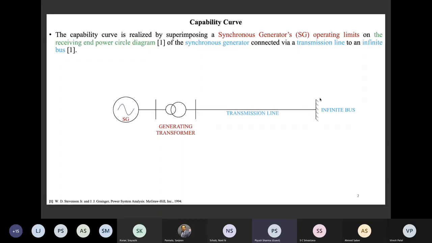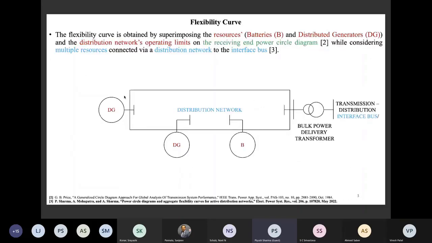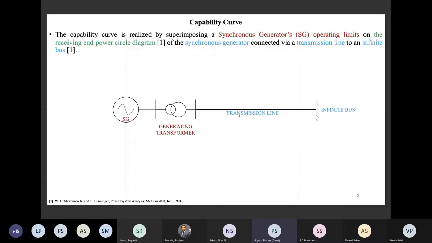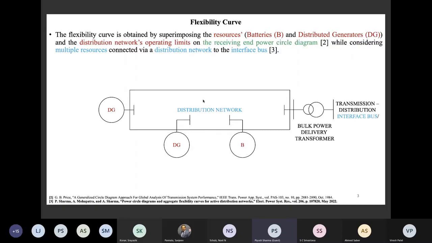First, we obtain the receiving end power circle diagram, and then we superimpose operating limits of the synchronous generator on that power circle diagram to get the capability curve. Now, on similar lines, let us replace this single machine with multiple resources, maybe a distributed generator or a battery. Let's replace the transmission line with a distribution network and the infinite bus with the transmission distribution interface bus. So on similar lines, we can also obtain a power circle diagram while considering these multiple resources connected via a distribution network to the interface bus.